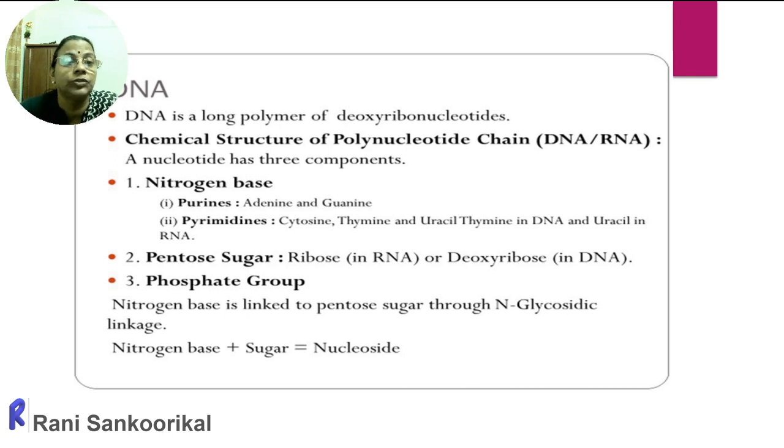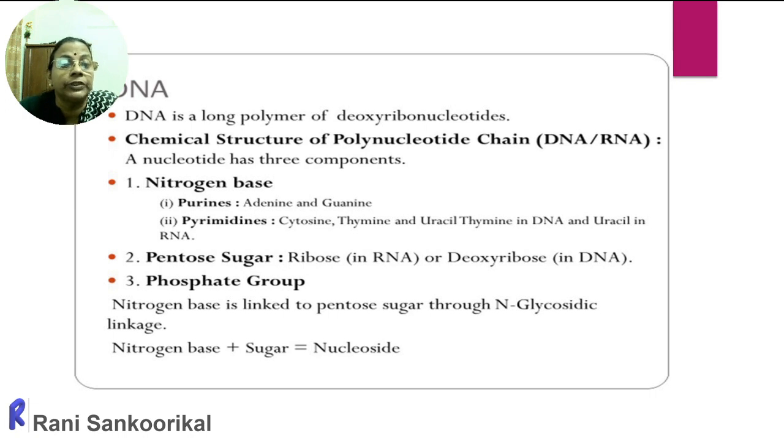consisting of carbon and nitrogen. Two cycles will be there, with nitrogen in that main skeletal structure. Pyrimidine has only a single cycle, and it is of three types: cytosine, thymine, and uracil, which is found in RNA. So instead of thymine, uracil is the base in RNA.